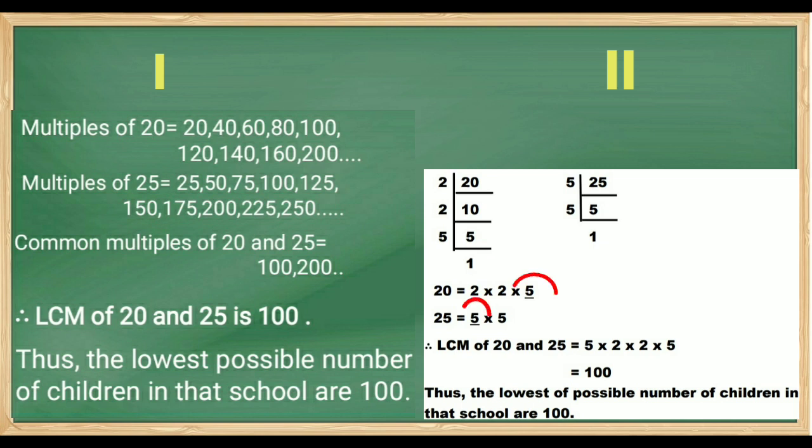Since 5 is common, we'll write it only once, and the remaining uncommon factors will be written as 2 into 2 into 5, which will give us the product 100, which is the LCM of 20 and 25 and the desired answer. So this was the second method of finding the LCM of given numbers. You are free to choose any method that you find easy to understand.